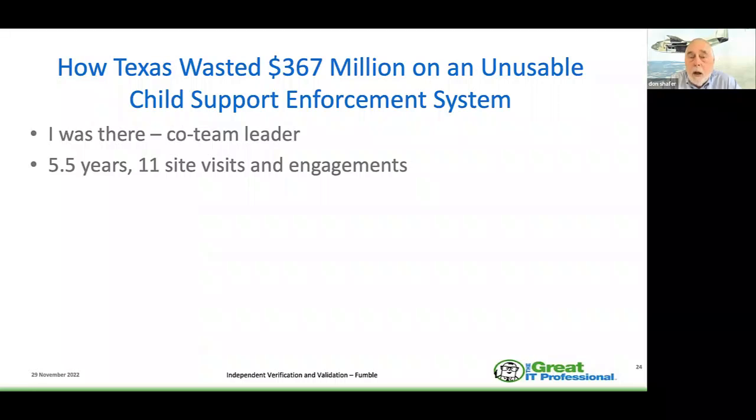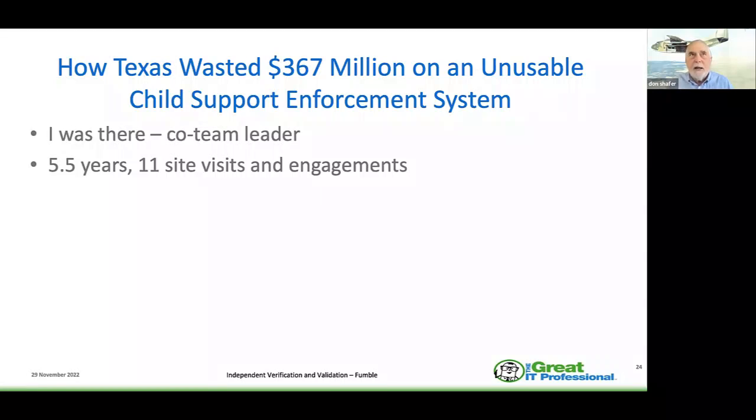There were between 5 and 8 of us, depending on where we were in the system. I was the code team leader. We were there for 5.5 years and did 11 site visits and engagements. And we were truly independent, truly the independent verification and validation group. The end result of this was an article on how Texas wasted $367 million on an unusable child support enforcement system. And it didn't have to happen.